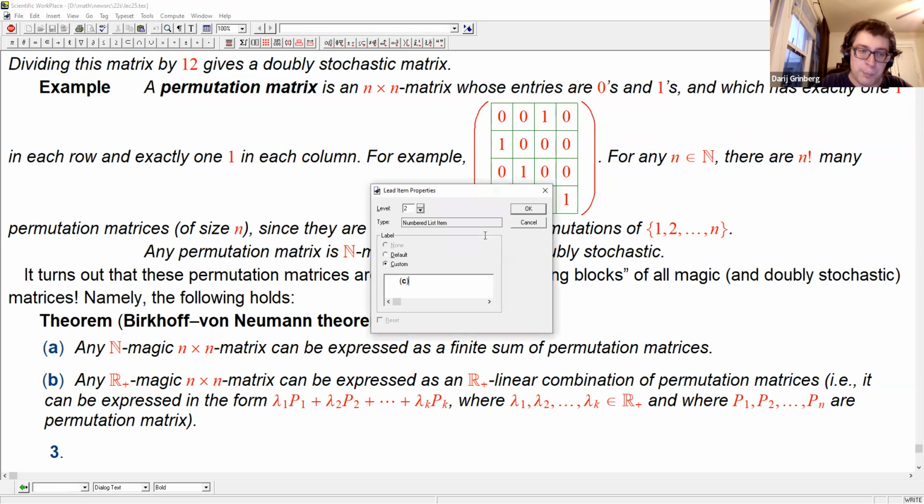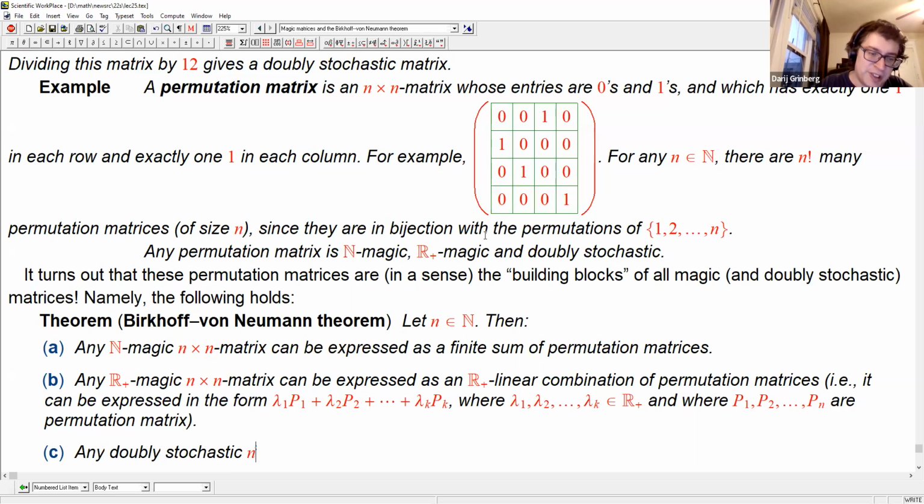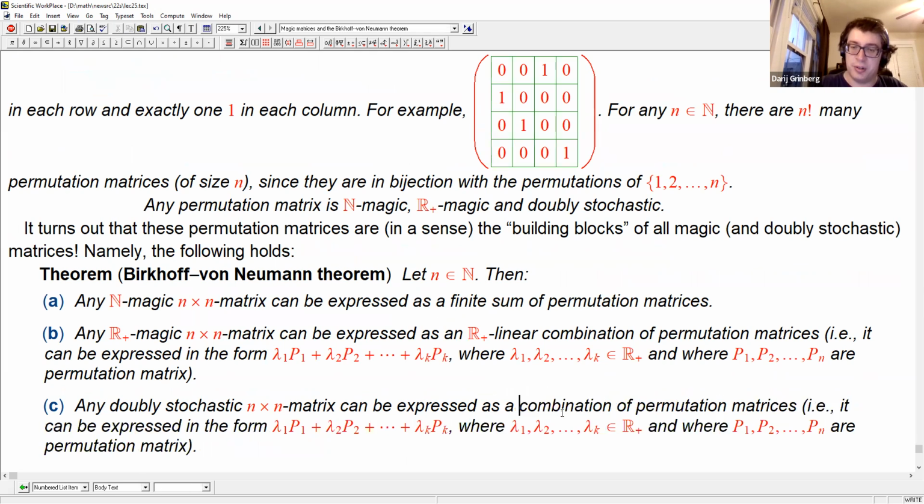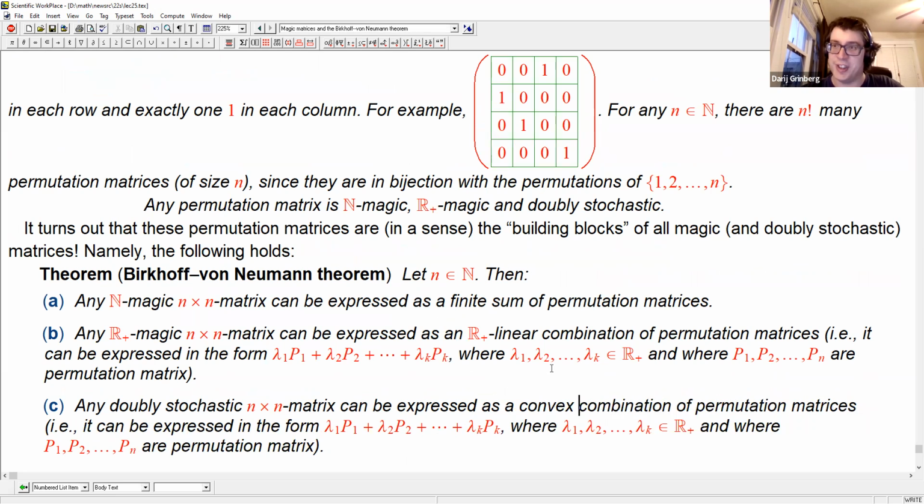And finally, any doubly stochastic n by n matrix can be expressed as, the right way to say it, of course, an R plus linear combination of permutation matrices such that the coefficients, the lambdas, add up to 1. But this has a name. It is called a convex combination, because in convex geometry, a convex combination is a point in the convex hull. So if you view all of those matrices as points in an n-squared dimensional vector space, then a convex combination of permutation matrices is basically a matrix lying somewhere in between those permutation matrices. It's part of the convex hull.